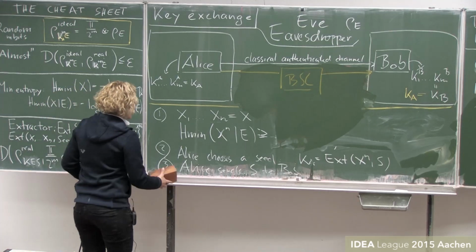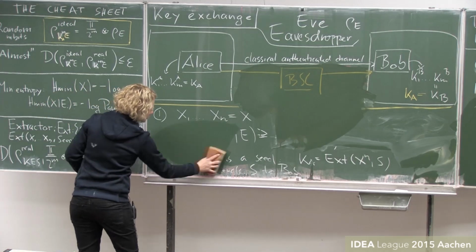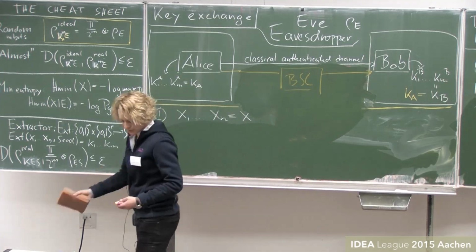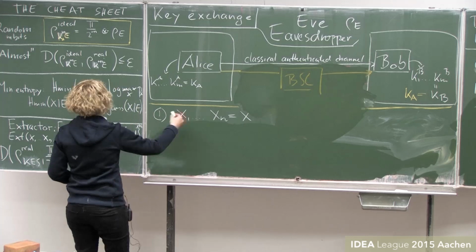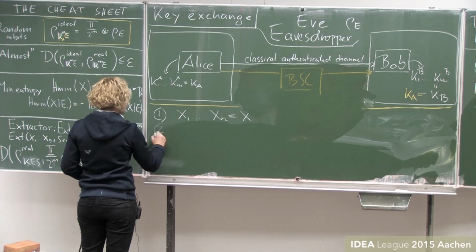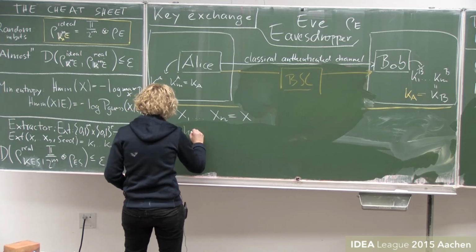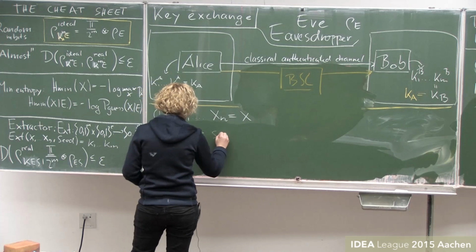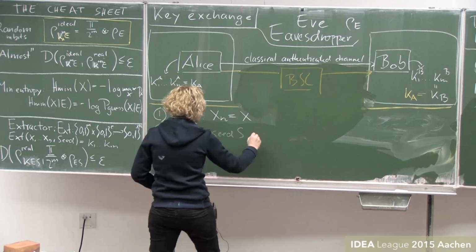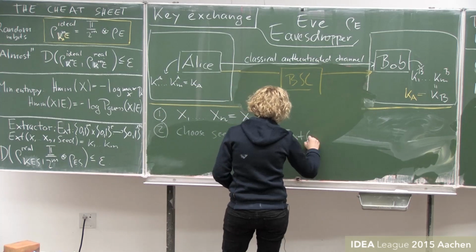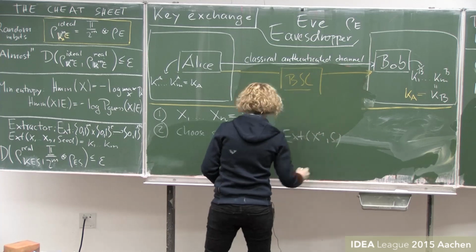And my question to you is, does our protocol still work? Let me summarize again the protocol that you had proposed: 1, Alice generated this random string. 2, Alice picked the seed. And 3.